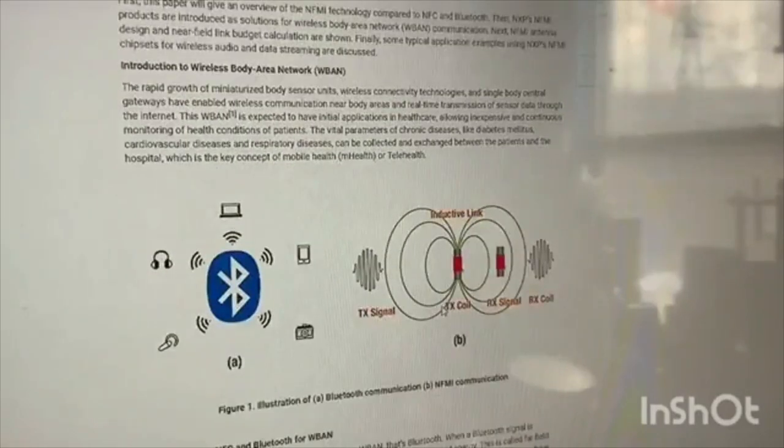Okay. So, this W-band is expected to have initial applications in healthcare, allowing inexpensive and continuous monitoring of health conditions of patients. The vital parameters of chronic diseases like diabetes mellitus, cardiovascular diseases, and respiratory diseases can be collected and exchanged between the patients and the hospital, which is the key concept of mobile health, m-health, or telehealth.